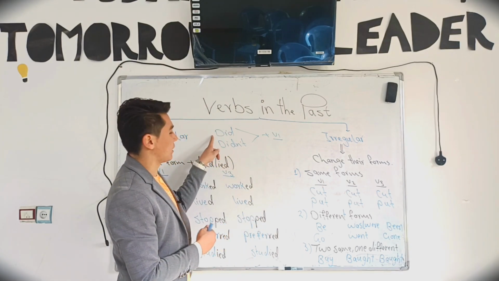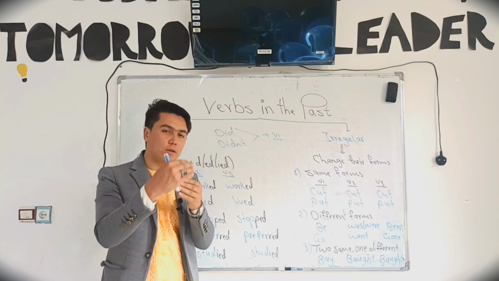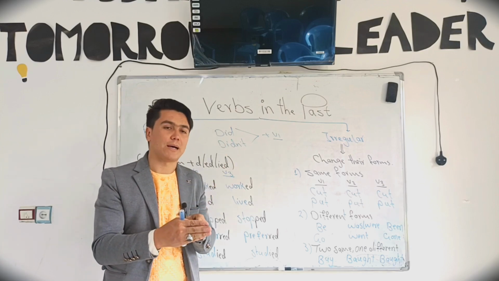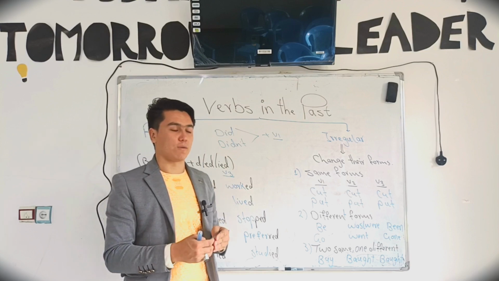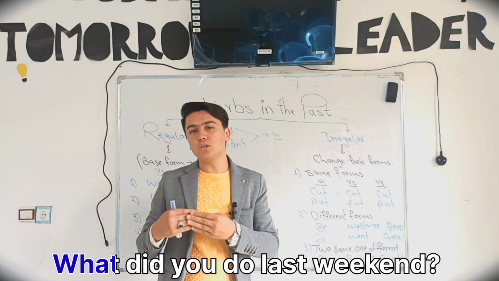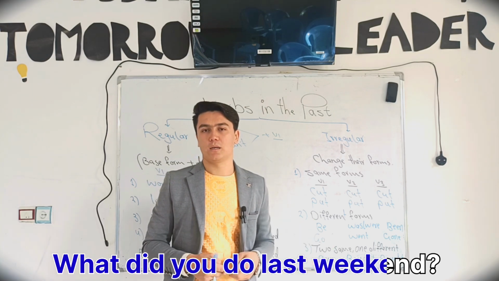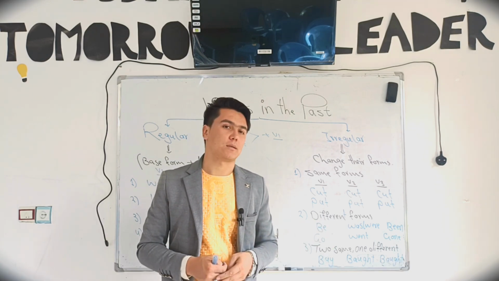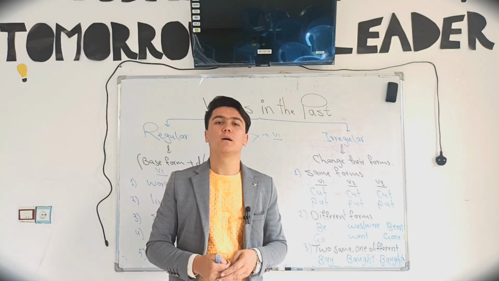And then you can form the question form of the simple past tense by adding did at the beginning. For example, did you do anything special yesterday? Or what did you do last weekend? So these are all the examples of simple past tense and the regular and irregular forms for today.